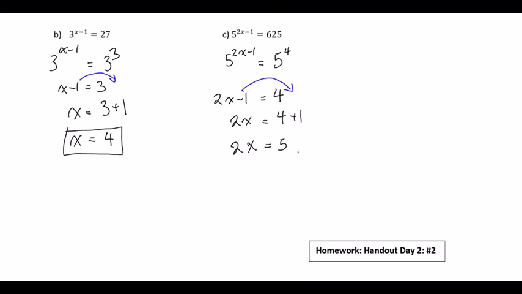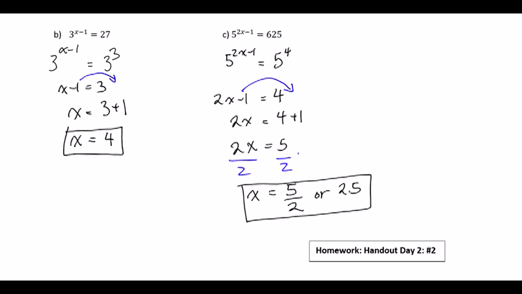So now we must get rid of the 2 multiplying x, so we divide both sides by 2. And most times in your notes and on your homework you would get 5 over 2. But sometimes I'll ask you for the decimal, or you could write 2.5 as your answer. Both are valid. Now your homework for this part is day 2, and it's worksheet number 2.